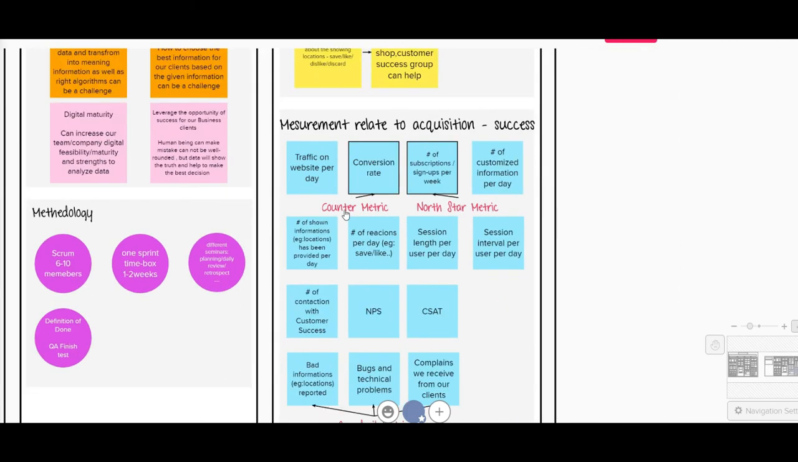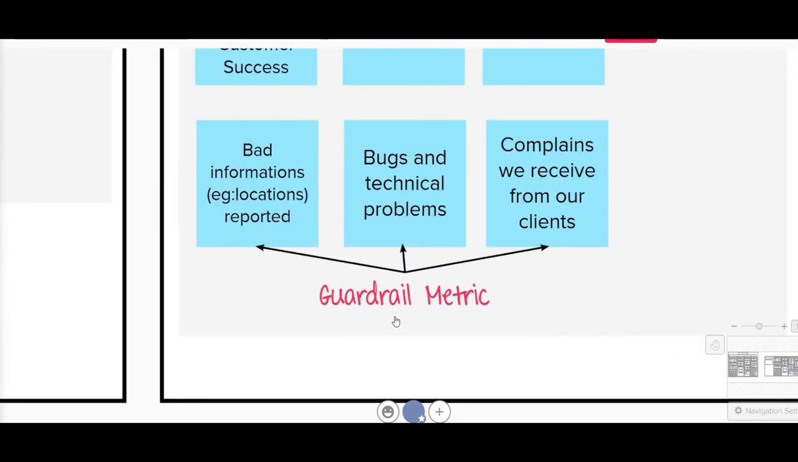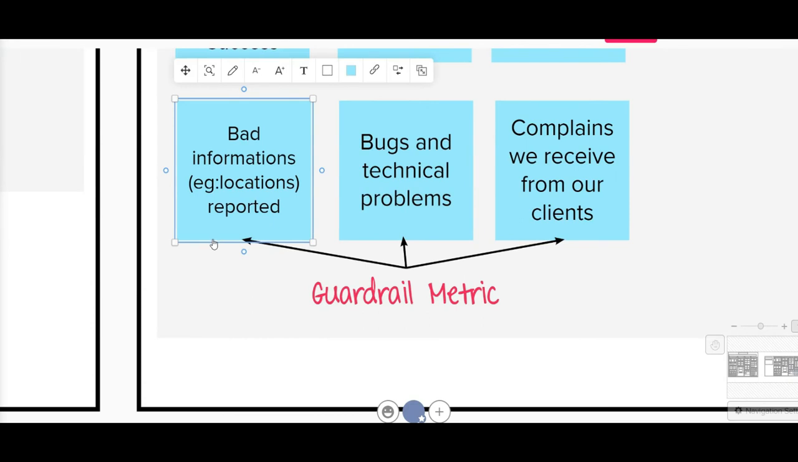And we already have identified the North Star metric and the counter metric. We also need to think about some guardrail metrics. So for example, the bad information that we provided to our clients, which they complain about. For example, the locations that have been provided. And this can definitely harm our customer satisfaction and experience.